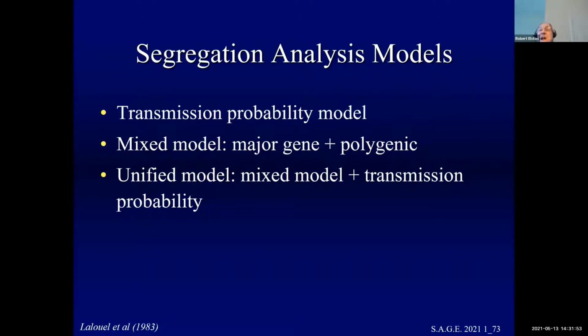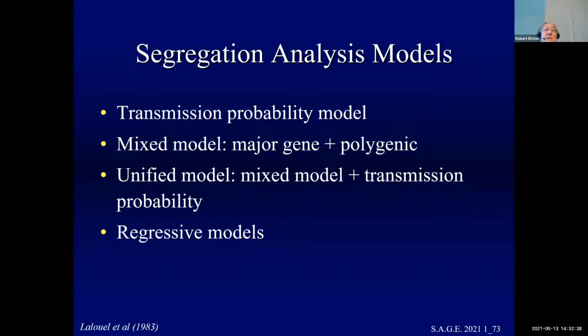And you have to understand that throughout the 70s and 80s, there was a lot of discussion about whether one should use the transmission probability model or the mixed model. And I was favoring the transmission probability model. Newton and his colleagues were offering the mixed model, major gene plus polygenic. And Lalouel put the two together. He was a postdoc working with Newton Morton. And then about 1983, the regressive models came up.